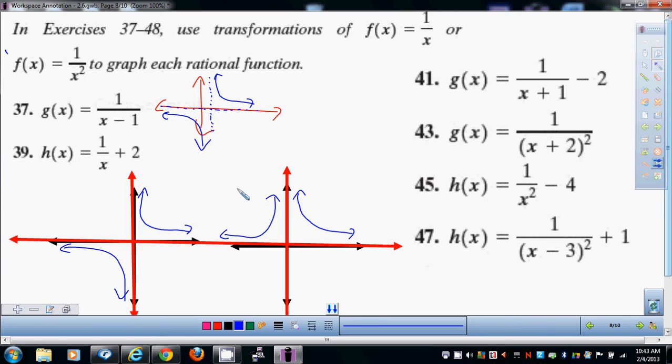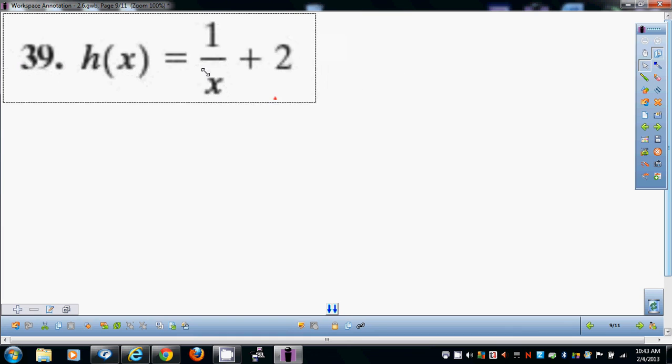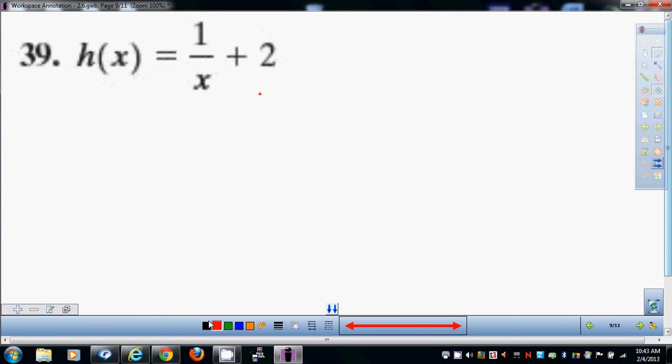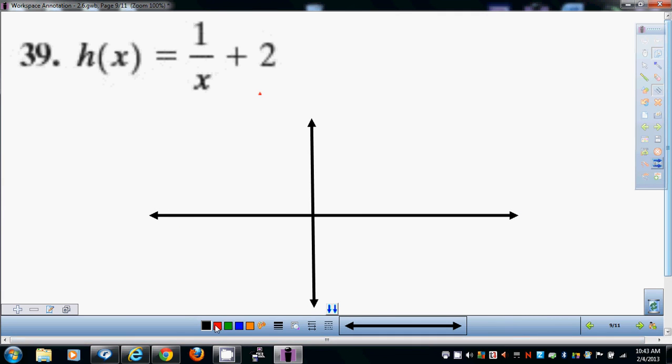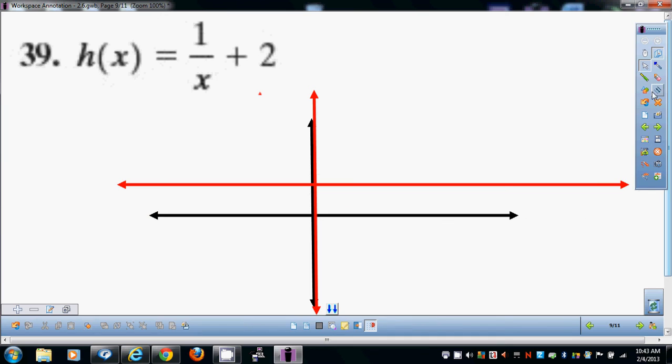So taking our parent, now I know you don't have all these handy dandy little tools, but nonetheless, this is essentially what we're doing. So our original 1 over x had these asymptotes, but we are shifting where? Up 2. So I'm going to take my horizontal, shift it up 2 units, and now I'm just sketching my parent around my new asymptote. My parent was 1 over x, and there you go. See how I just shifted my asymptote? That's the easiest way to sketch these.